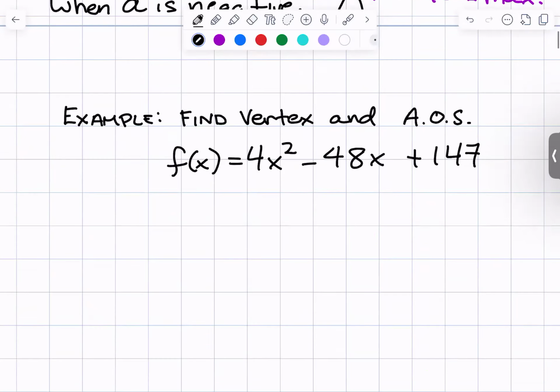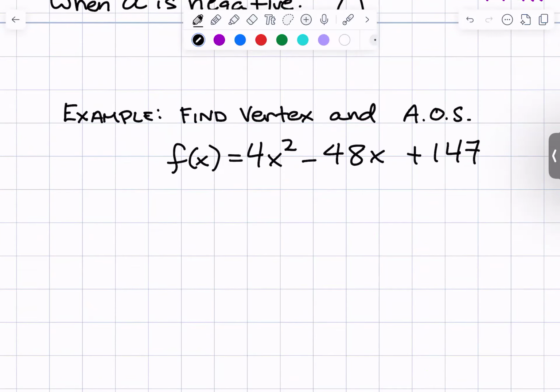Find the vertex and axis of symmetry of this equation here, 4x squared minus 48x plus 147. So here, my a value is 4. My b value is negative 48, and notice that I took the sign with it. And my c value is positive 147.